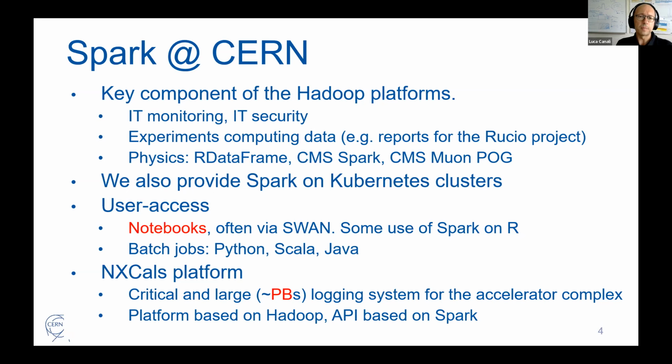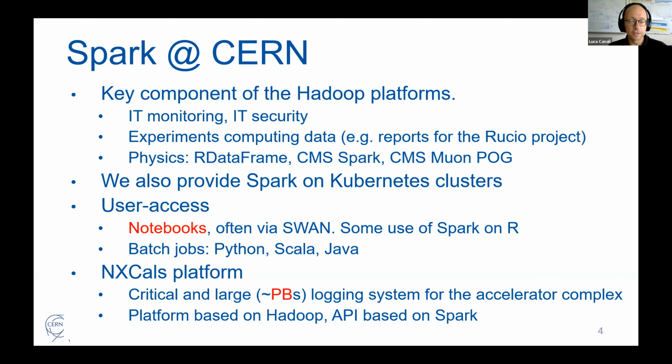At CERN, we're using Spark mostly in the Hadoop platform. There are various use cases, IT monitoring, IT security. Then we have a project with the experiments computing data. For example, I've been involved with the Rucio project, and they do some reporting by using Spark. And then for physics, it has been used by different projects. You'll be familiar with ROOT DataFrame, and then there's also a project CMS Spark, CMS Muon POG, and there are various others. We also provide Spark on Kubernetes clusters. And people can access Spark via notebooks using the SWAN service.